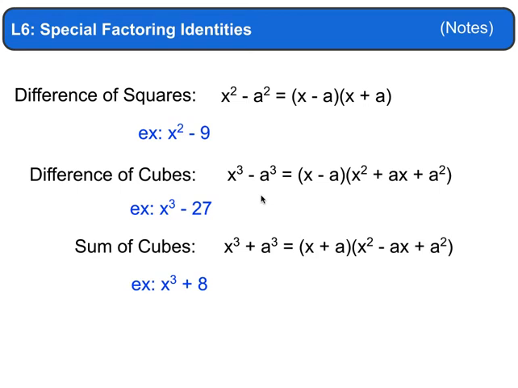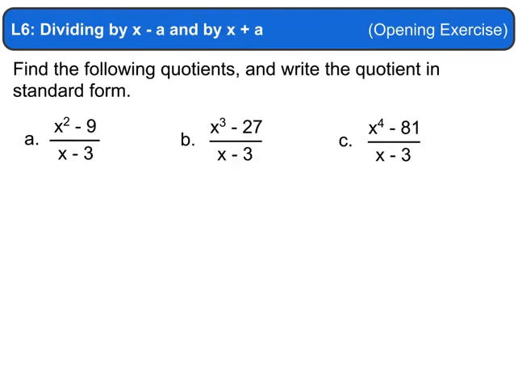So we're going to look at lesson 6 a little bit differently. In your student manual, there's an opening exercise that has A, B, and C. It actually looks like this. I skipped it. It's here. We're going to skip that. We're not going to do that. It says find the following quotients and write the quotient in standard form. We're not going to do that only because this opening exercise is not a lot of fun.